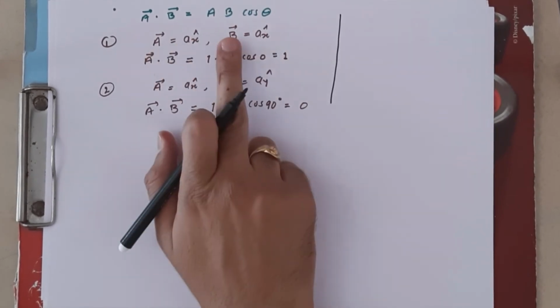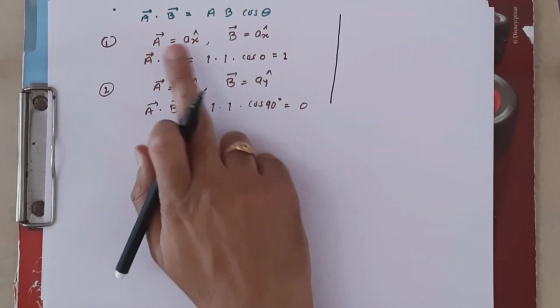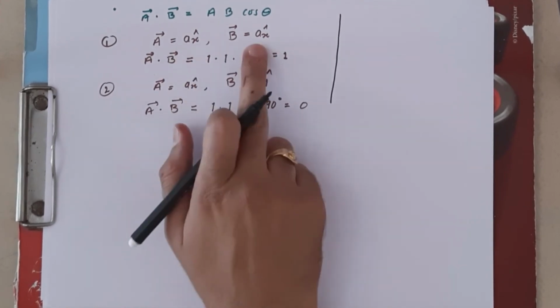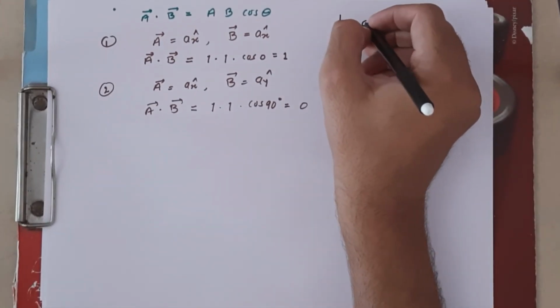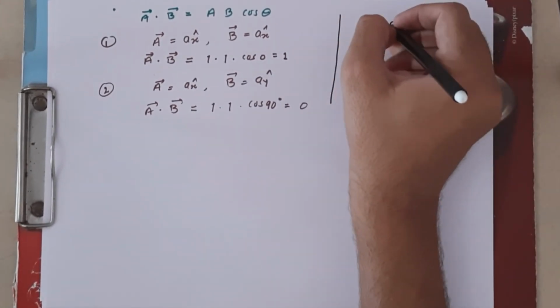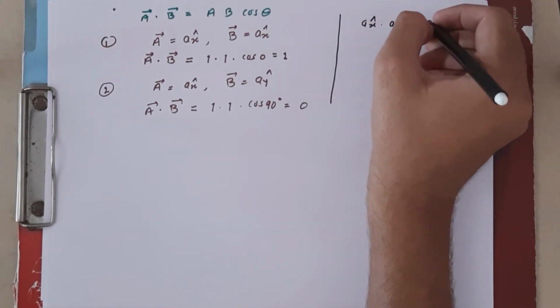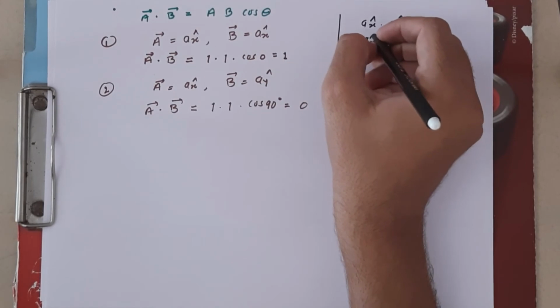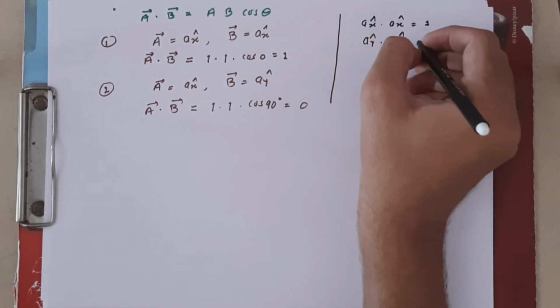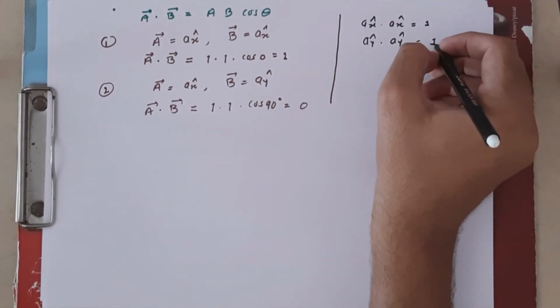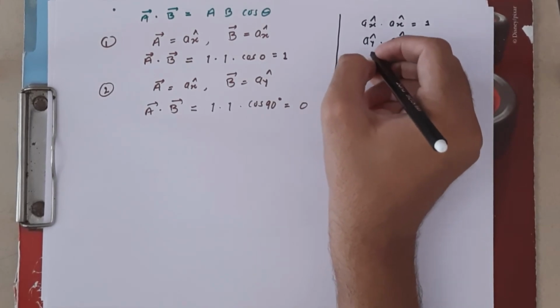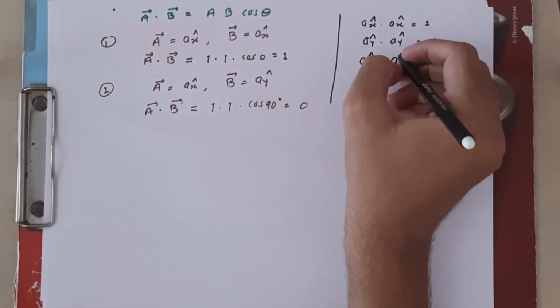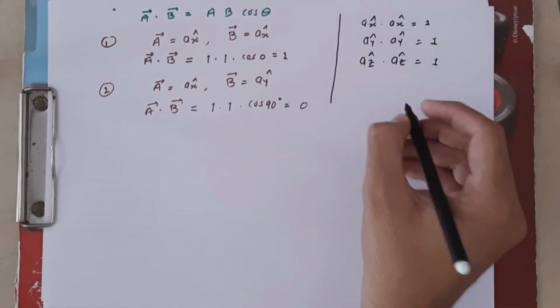So the final conclusion is what we have derived here. See here, A vector dot B, the value of A is AX, the value of B is AX. So AX dot AX, the answer is 1. Similarly AY dot AY, the answer is 1. AZ dot AZ, the answer is 1.